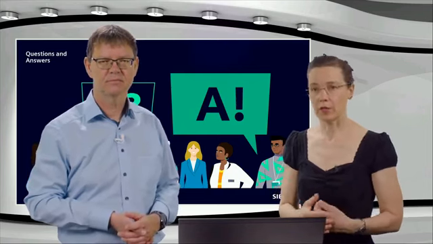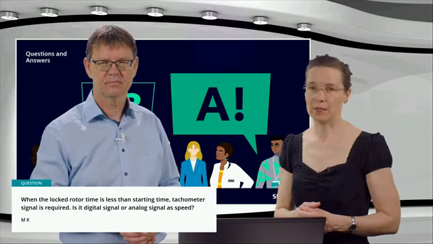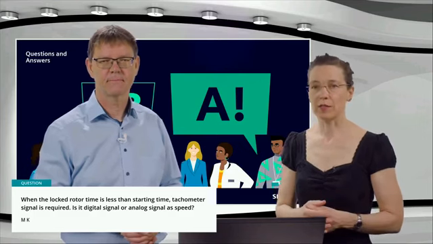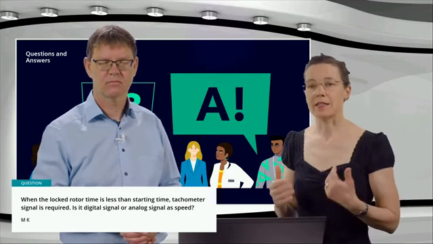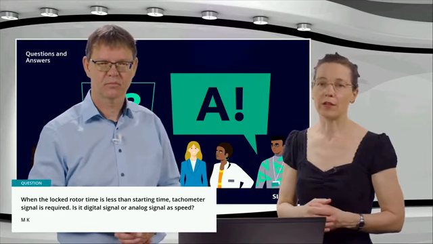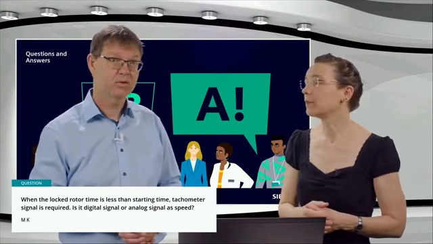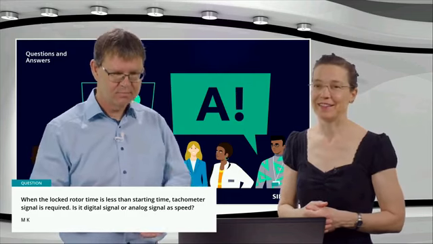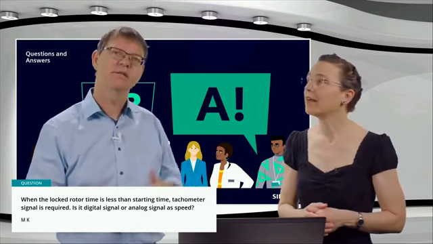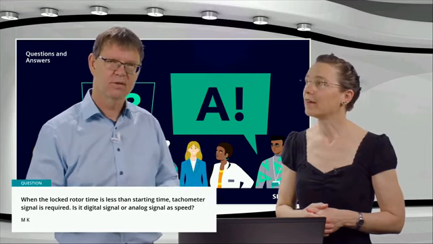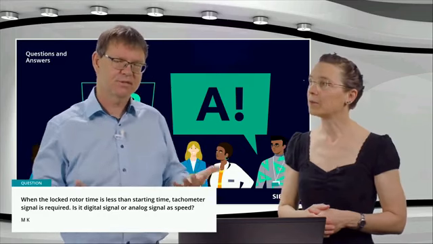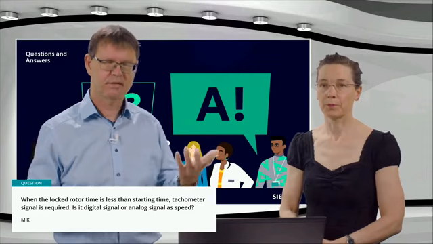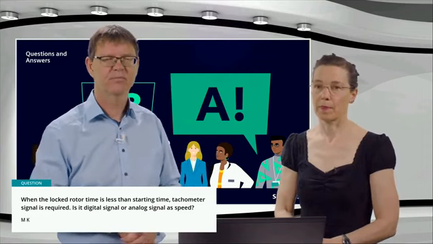And then the next question, also from MK: when the locked rotor time is less than the starting time, the tachometer signal is required. Is this a digital signal or an analog signal? At the moment we have a binary input. It's a digital signal. When the binary input is activated, this additional locked rotor definite time stage is active, and then I trip after the set time.